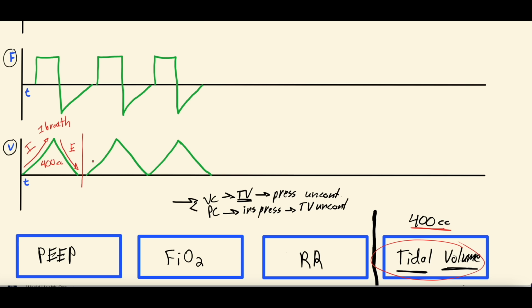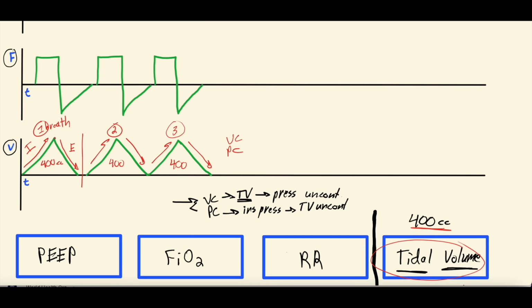And you can see that repeated, right? Inspiration, expiration, inspiration, expiration, right? And this should be about 400 each time. And this would be 3 breaths, right? 1 breath, 2 breath, 3 breath. And this looks similar between volume control and pressure control. The tidal volume is going to be different, but the scalar itself, the shape of it, inspiration and expiration, is about the same, right?